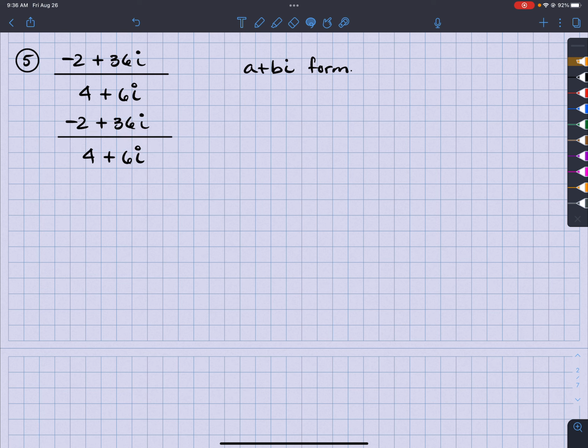Well, anytime I have a binomial in the denominator, I have to multiply by its conjugate to get rid of the i. The i in the numerator is all set. They're allowed to be there. It is the denominator that they're not allowed to be in. So if it's a binomial, conjugates.